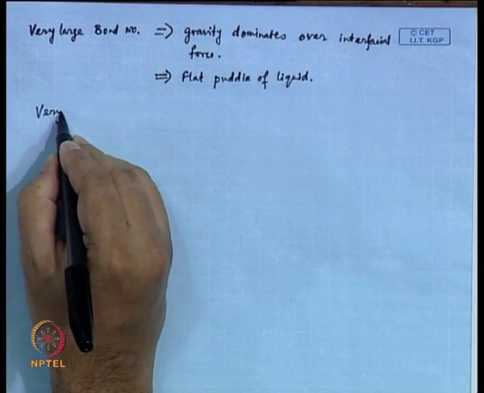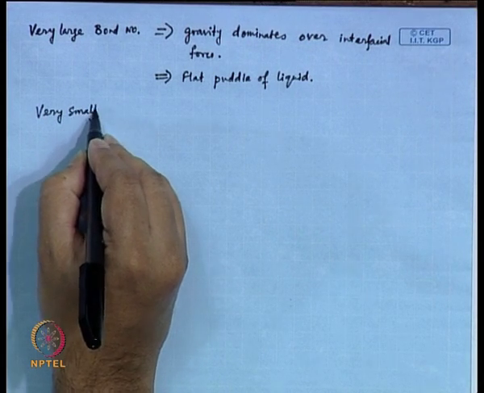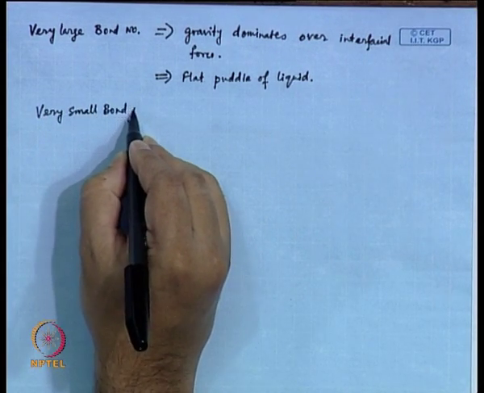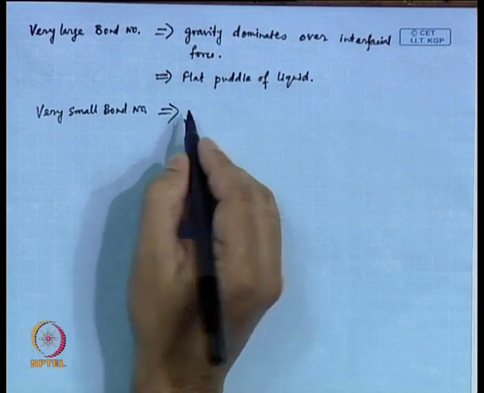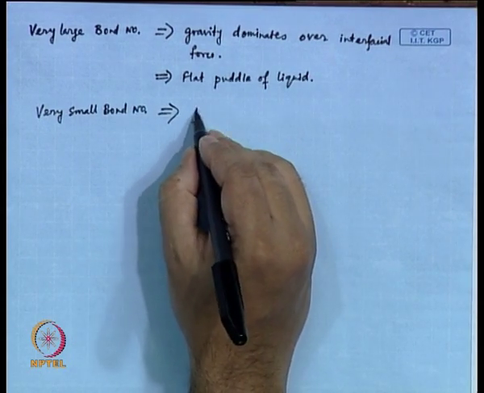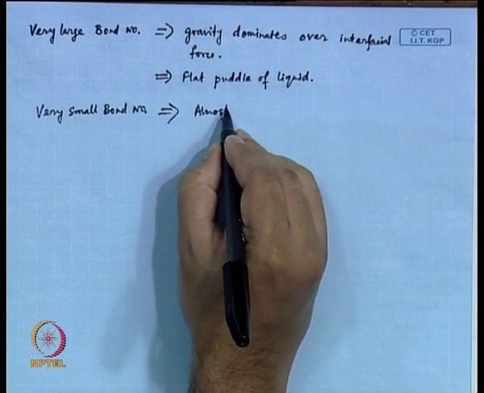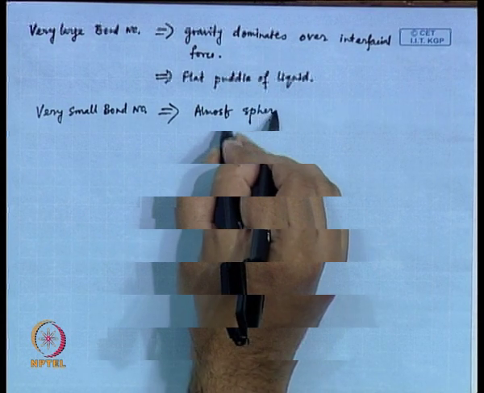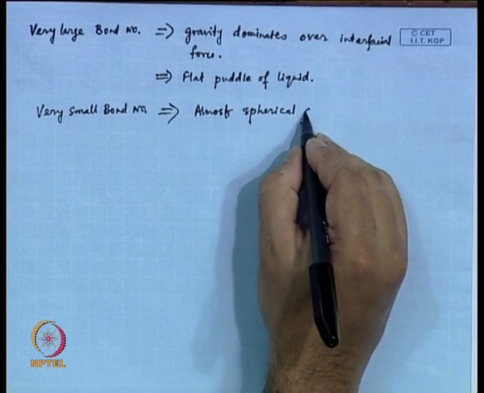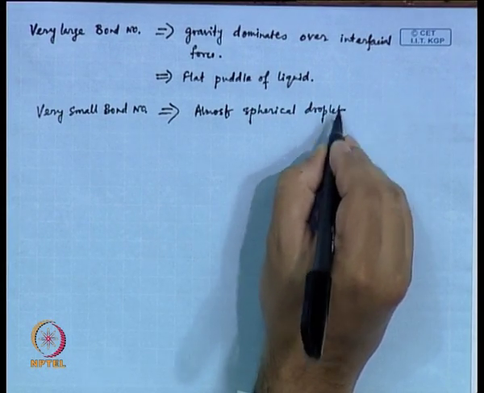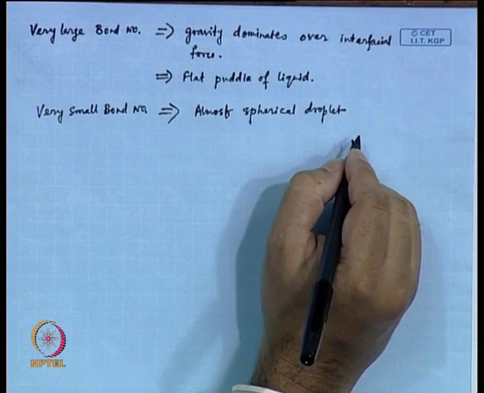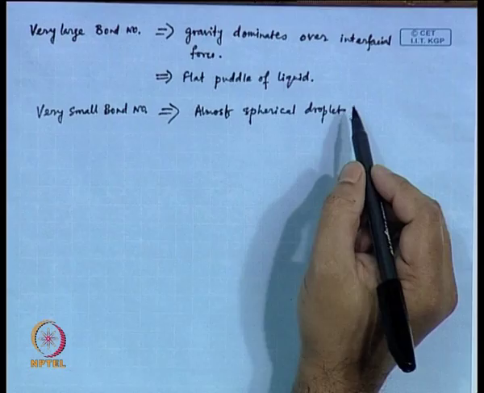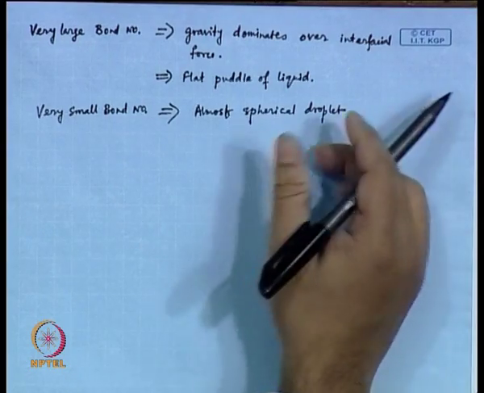Very small Bond number, this implies almost a droplet, a spherical droplet or bubble. Okay. So, by looking at the Bond number, if the Bond number is large, you can expect that it will be a puddle of liquid. It will not form a sphere, it will not form a droplet, it will not take a spherical shape.